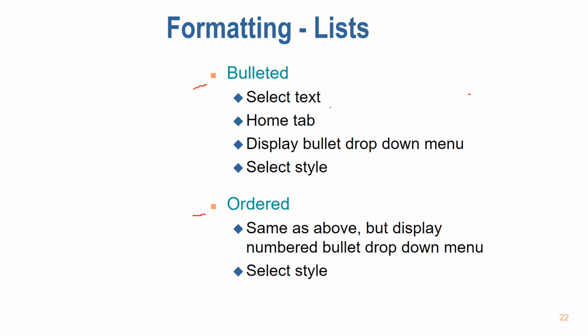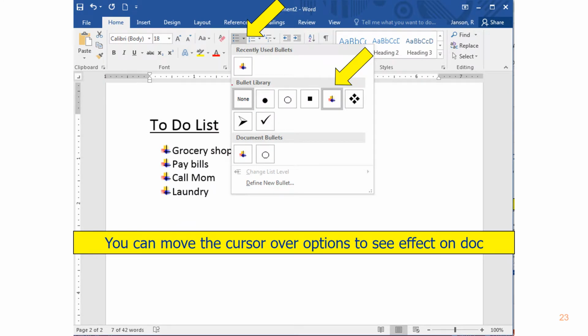For bulleted, you can just select the text, press the Home tab, display the bullet drop down menu that I'm going to show you, and you can select this type. For the ordered, you take the same steps. You will not see the bullet drop down menu, but you will see the numbered bullet drop down menu. Then you can select the style. So this one is the unordered list.